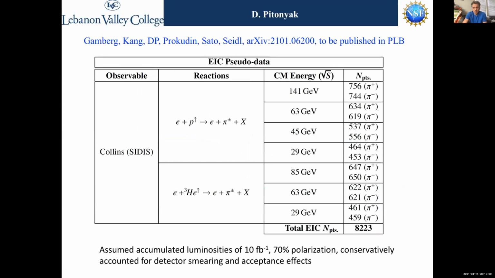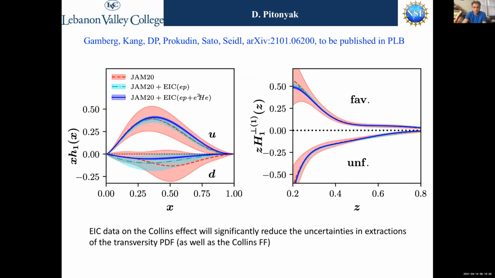generated data for the electron-ion collider for 7 different energies for e-p and e-helium-3 polarized. For each energy, around 10 inverse femtobarn was generated, assuming 70% polarization. And in total, we had more than 8,000 points that were then analyzed as pseudo data. And we achieved this result here for the impact on the transversity.